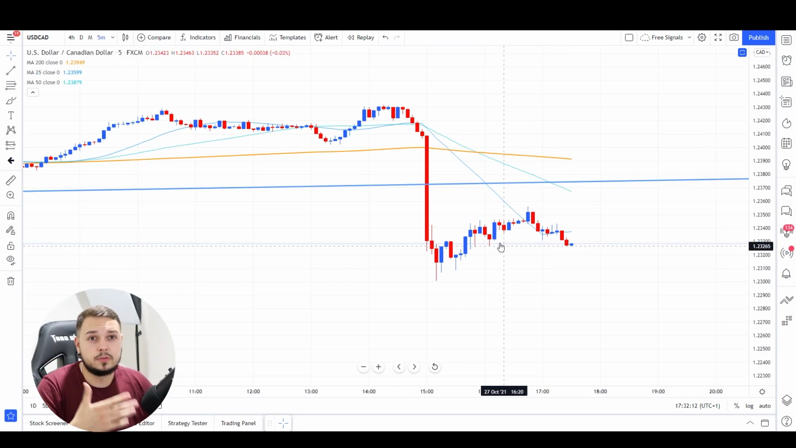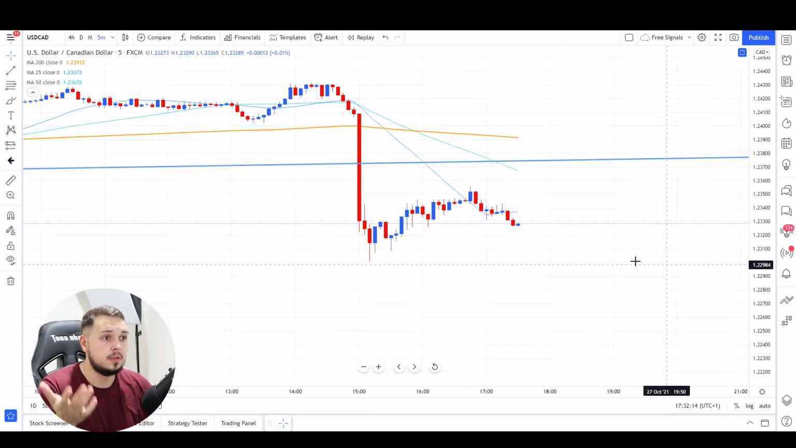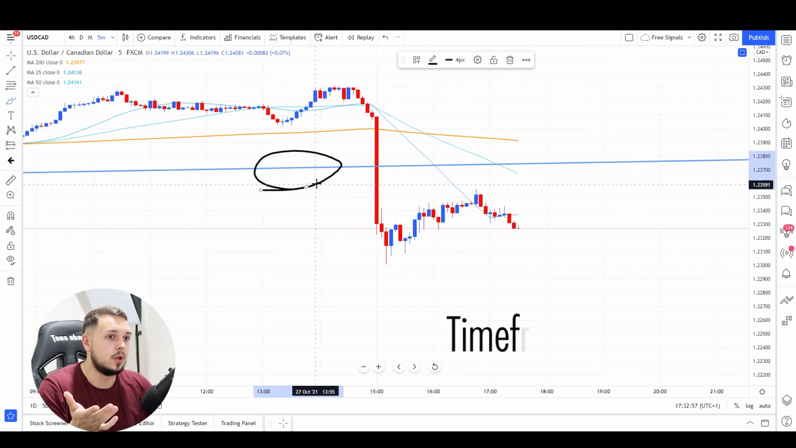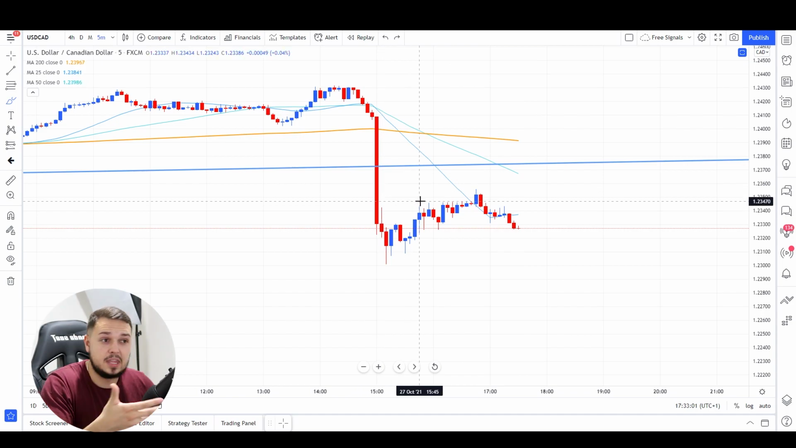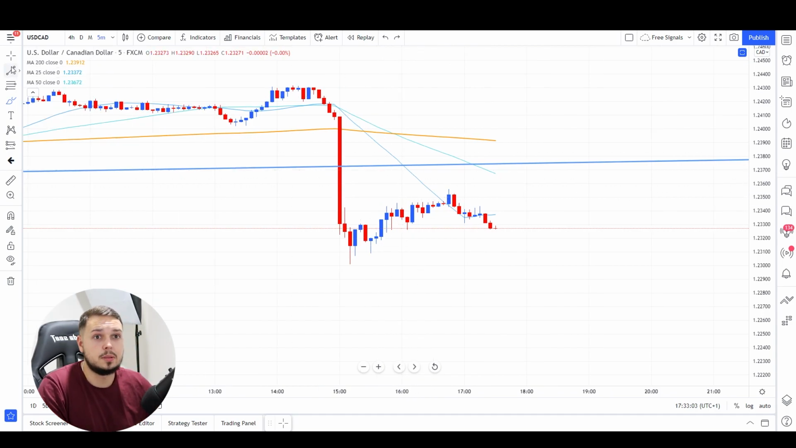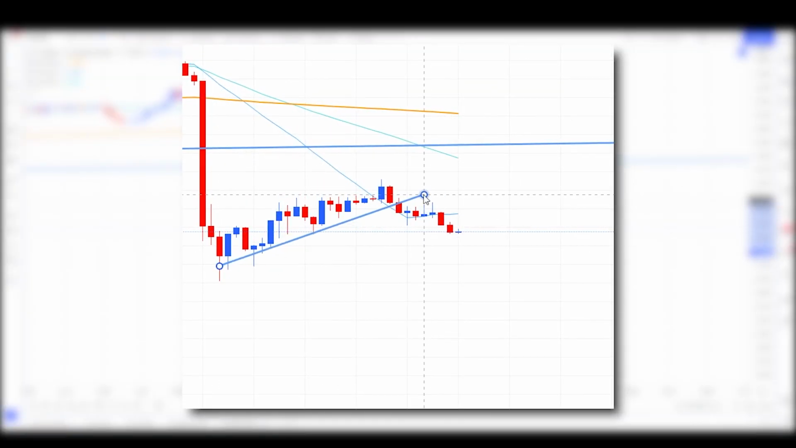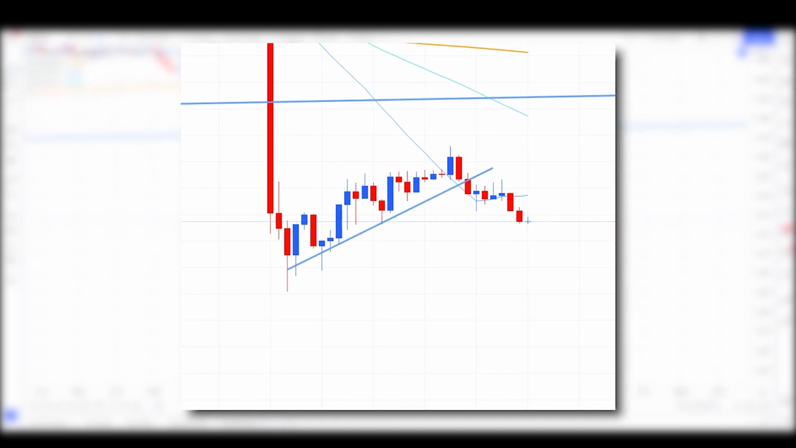Now we want to move on to the 5-minute time frame since we intend to scalp a few trades. You can see the trend line crossover here on the 5-minute time frame, which is nice. It just indicates more bearish pressure and momentum. We can just mark a nice trend line. This trend line was broken.